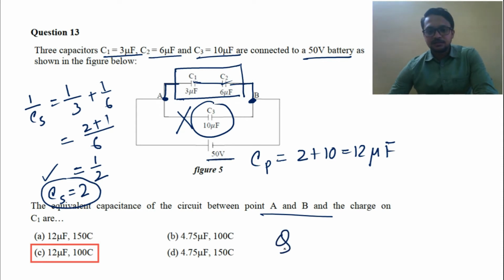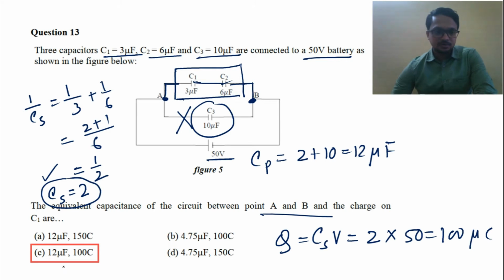So the charge will be Q equal to CS into V. CS is 2 into 50. That means 100 microcoulomb. Here it will be microcoulomb. All the options will be microcoulomb. Fine. So for that reason, correct option is C.